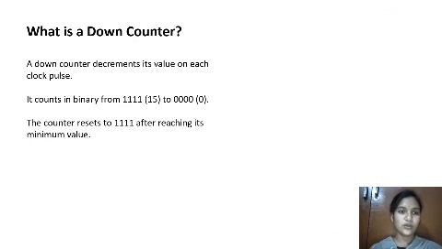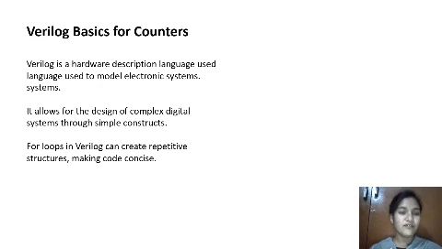So what is a down counter? A down counter decrements its value on each clock pulse. It counts in binary from 1111, that is 15, to 0000. The counter resets to 1111, that is 15, after reaching its minimum value. Verilog basics for counters. Verilog is a hardware description language used to model electronic systems. It allows for the design of complex digital systems through simple constructs.